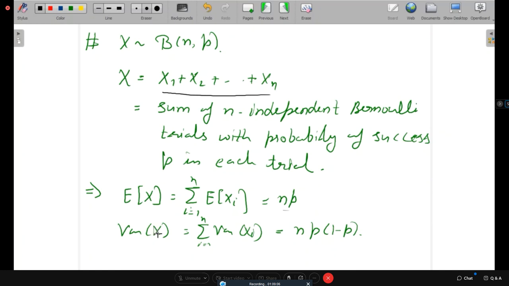Similarly, for the variance of x, since they are independent random variables, the variance of the summation of xi is the summation of the individual variances, and the variance of a Bernoulli random variable is p times 1 minus p for each i, n times this, and it's simple. So the basics sometimes help you a lot in this case. If x follows a binomial random variable with n independent trials and p as the probability of success, then its mean is n times p, and the variance of x is n times p times 1 minus p. So the thing is clear.